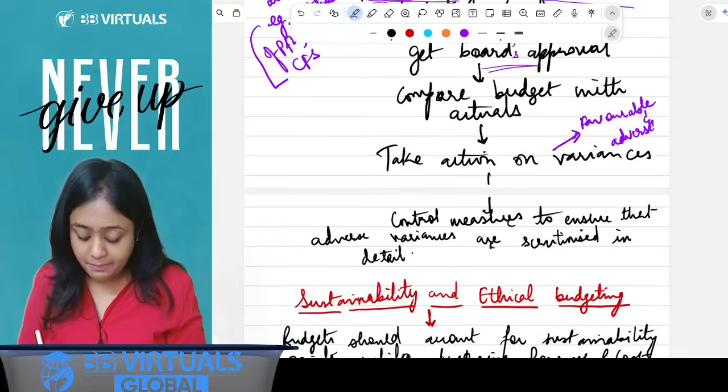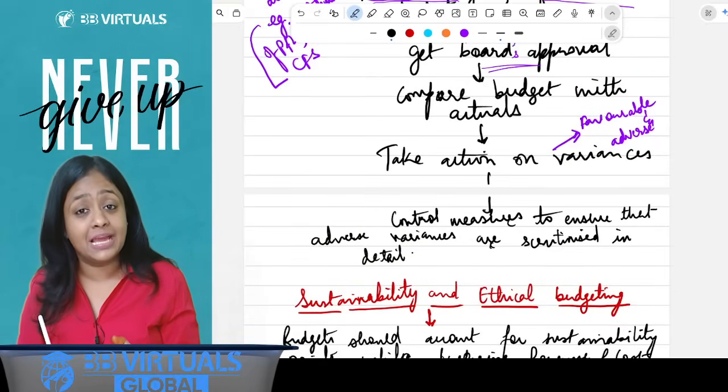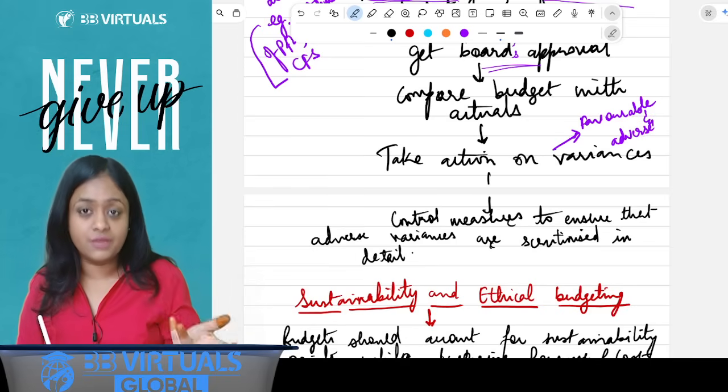Then we compare the budget with the actuals and take the necessary actions to ensure that variances are reduced if they are negative.